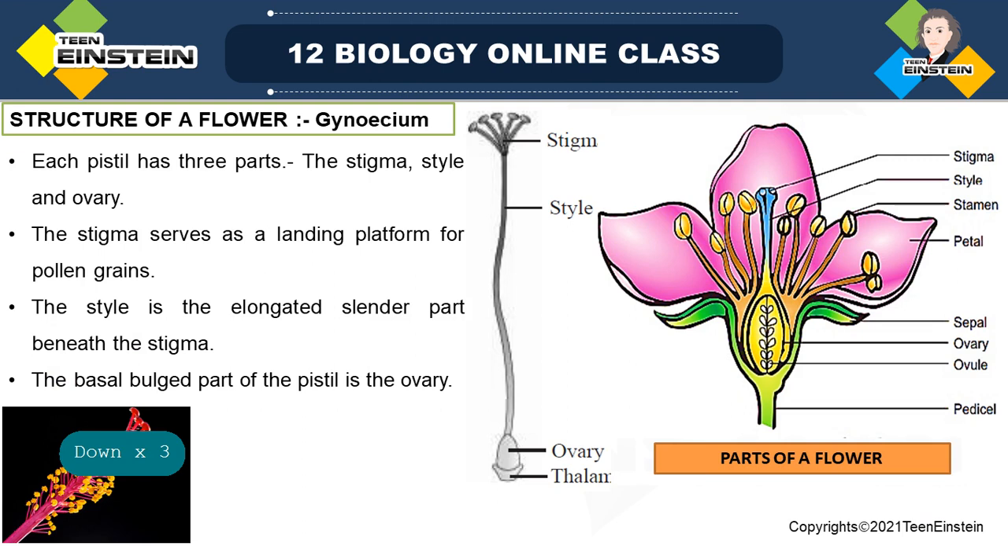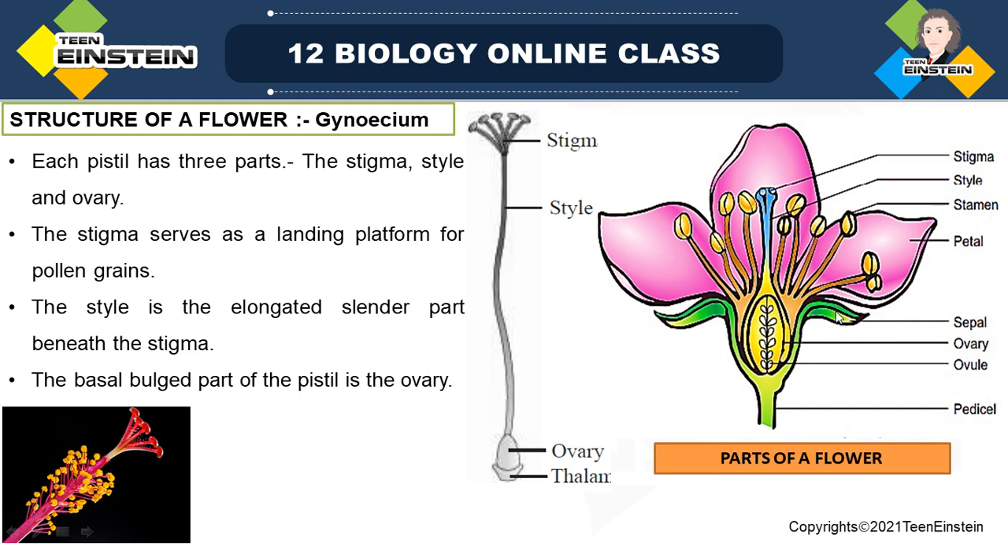Then next is the structure of the pistil. Okay, structure of the pistil. Here each pistil has three parts. In the diagram you can see each pistil has three parts. See, in this structure, in the floral parts, here this is the pedicel. Then above that, here you can see the ovary, and inside the ovary you can see ovules, and these are the sepals, this greenish color sepals, and this colorful part, this is the petal.